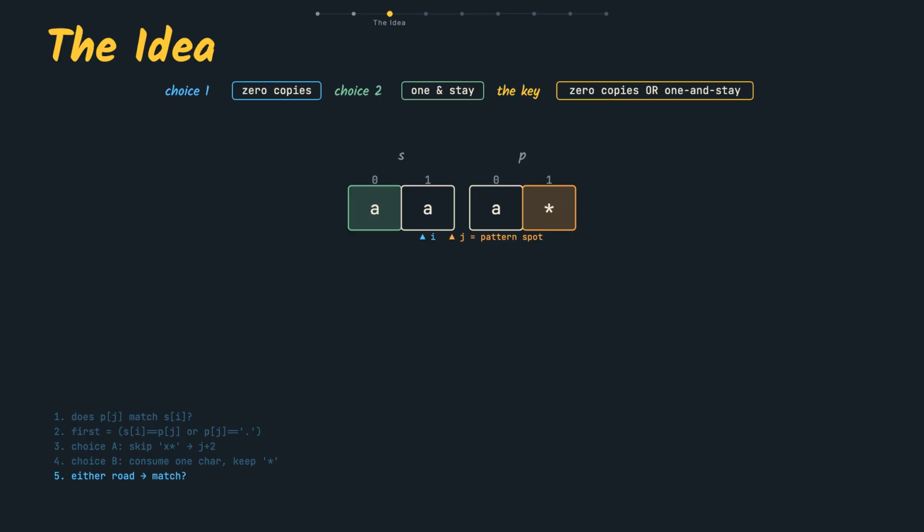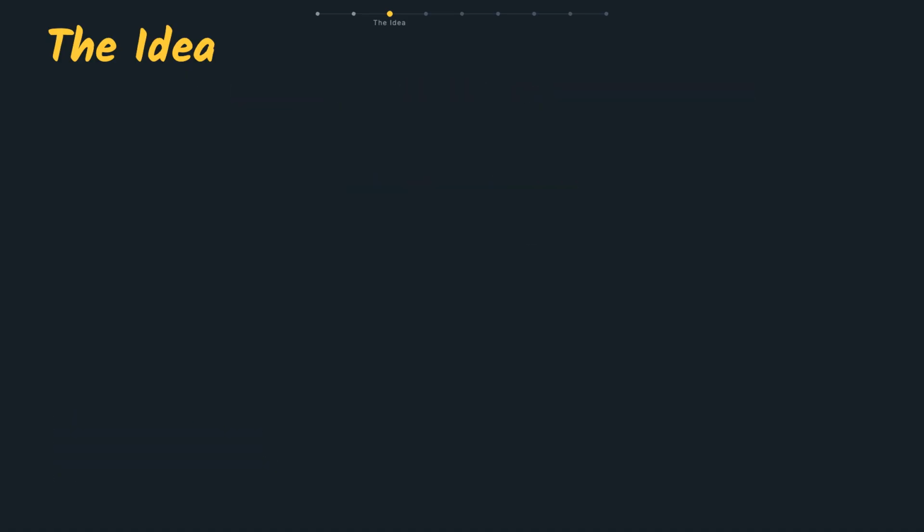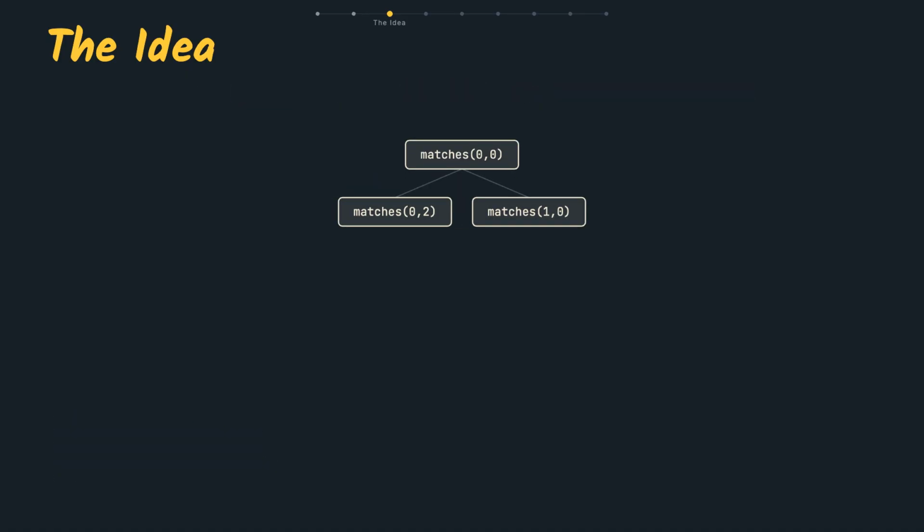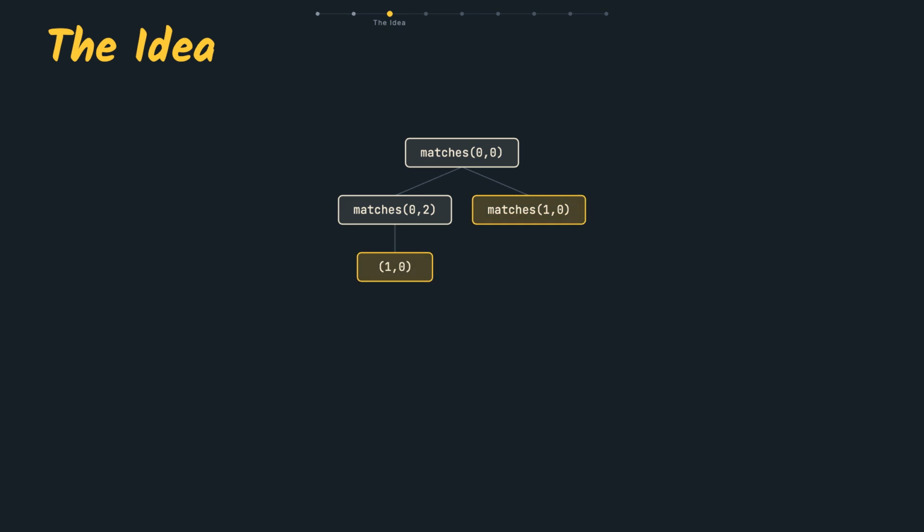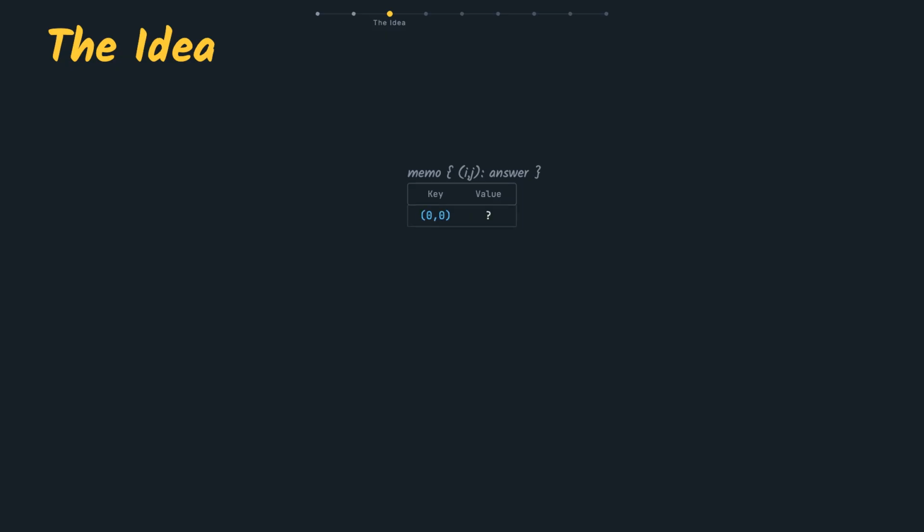If you're feeling lost about that star, totally normal. Sit with the 2 choices idea, because it's the entire problem. Notice this is naturally recursive. Each question spawns smaller questions on later positions, until the pattern runs out. But wait, those branches overlap. Different roads land on the same 2 positions. Sound familiar? So we keep a notebook of answers.